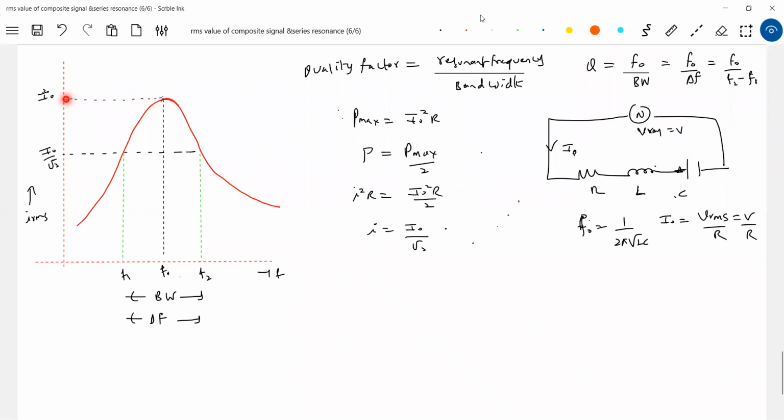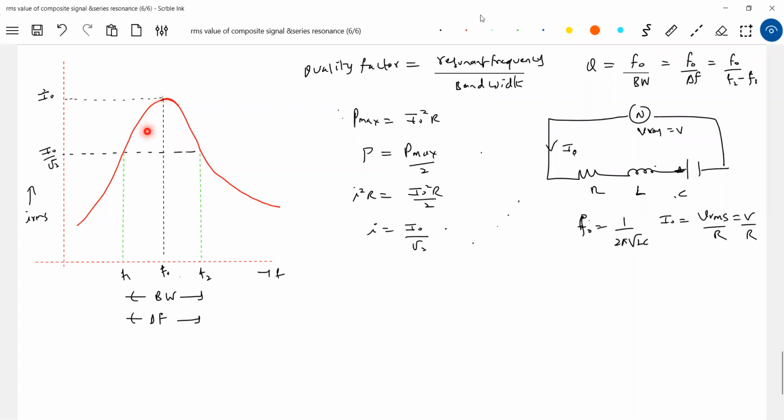Then I will just move down along the current axis to where the current becomes half of the maximum. So why only I naught by root 2? Why don't you write I naught by 2? You should pick only those frequencies where the power is half of the max, not where the current is half of the maximum current. Able to understand the logic? So all those frequencies where power is half of the maximum power are useful for application along with resonance. This is the main thing.